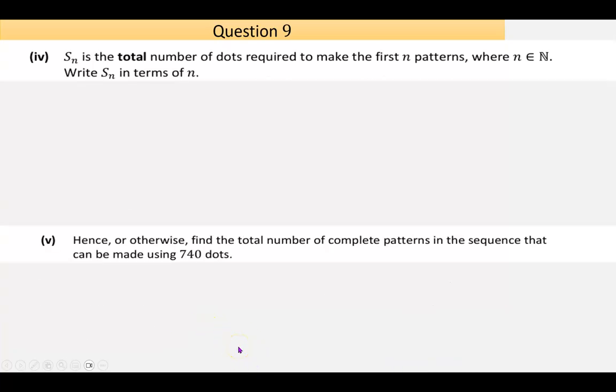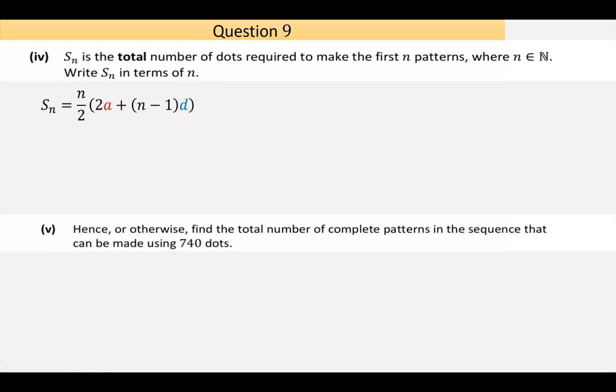Now, part 4 says S of n is the total number of dots required to make the first n patterns, where n is an element of the natural numbers. So that means that your n is a natural number, a positive whole number. Then it says write S of n in terms of n. Now, the great thing about this is there is a formula in the maths tables, and it's this formula here. It's in sequence and series.